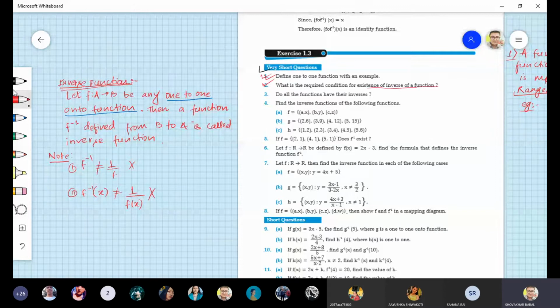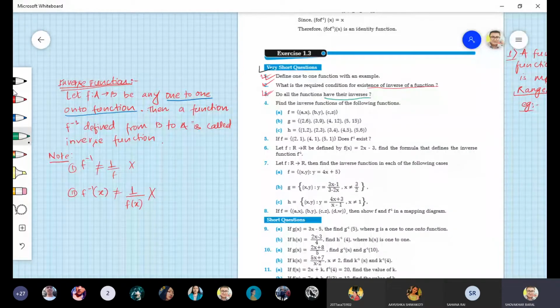Okay, number 3. Do all the functions have their inverses? As I told you earlier, no, all the functions don't have their inverses. For all the functions, there is no existence of inverse. Only those functions that are one-to-one and onto will have the existence of inverse.